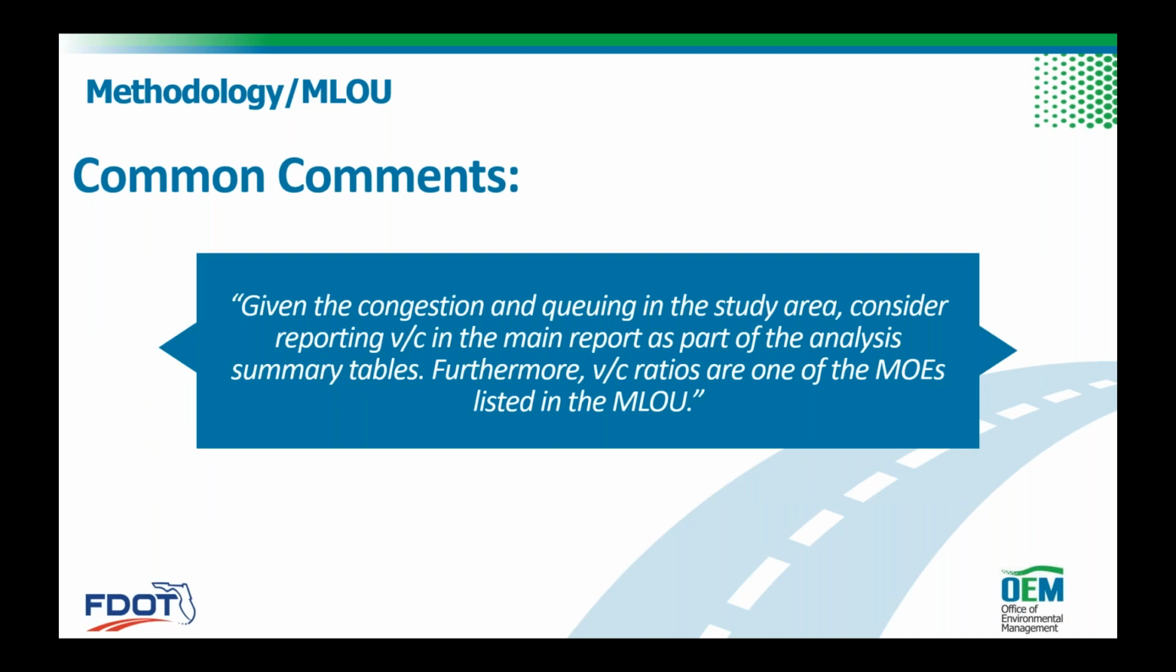So we had a couple very common comments that we've given over the years when reviewing PTARs. I think Mary and I reviewed at least 40. That may even be an understatement, even though I gave her that number. We've been conservative there. But some of the comments that we've received: given the congestion and queuing in the study area, consider reporting volume to capacity in the main report as part of the analysis. Furthermore, V/C ratios are one of the MOEs listed in the MLOU.